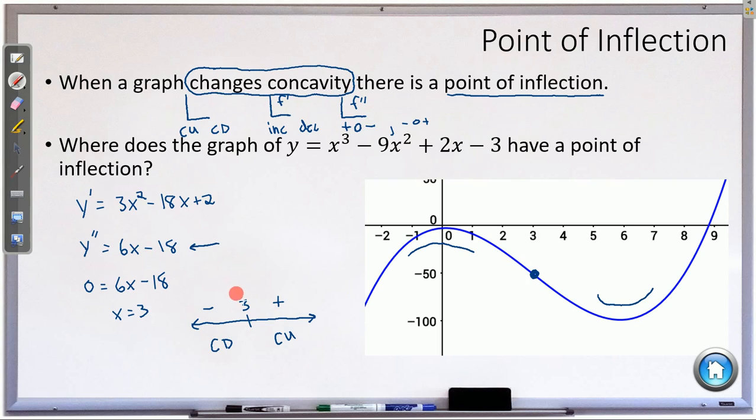Sometimes that does not happen. If you go from positive to positive, you didn't change concavity, and you don't have a point of inflection. All right, so 3 is our point of inflection. We sometimes abbreviate that POI, point of inflection, and you can see it quite clearly. 3 really looks like where we change from concave down to concave up.